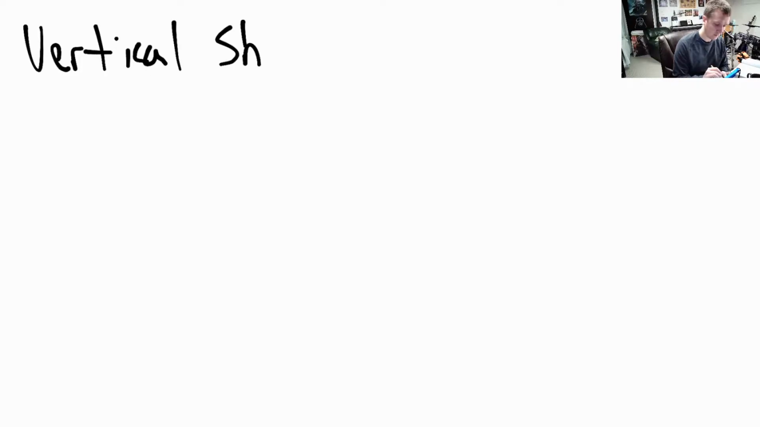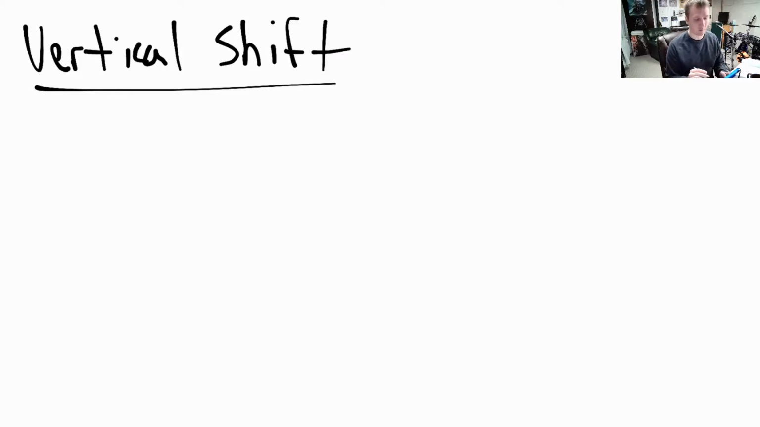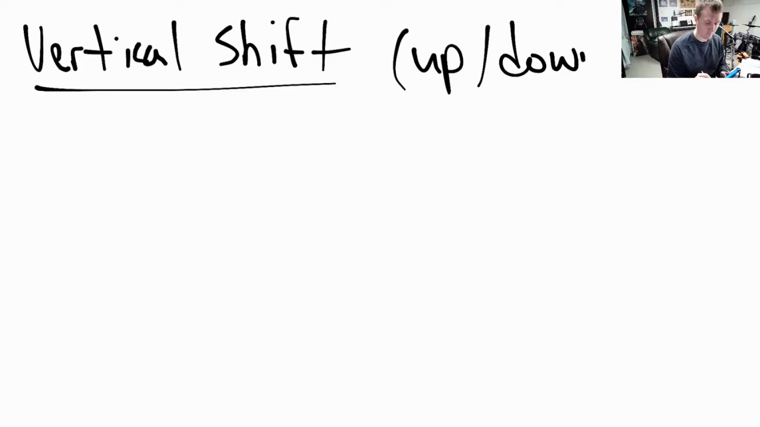The first one is a vertical shift. Vertical shift obviously means moving up or down. Okay, there's no left or right happening here. It's just up or down. We're going to handle these piece by piece.